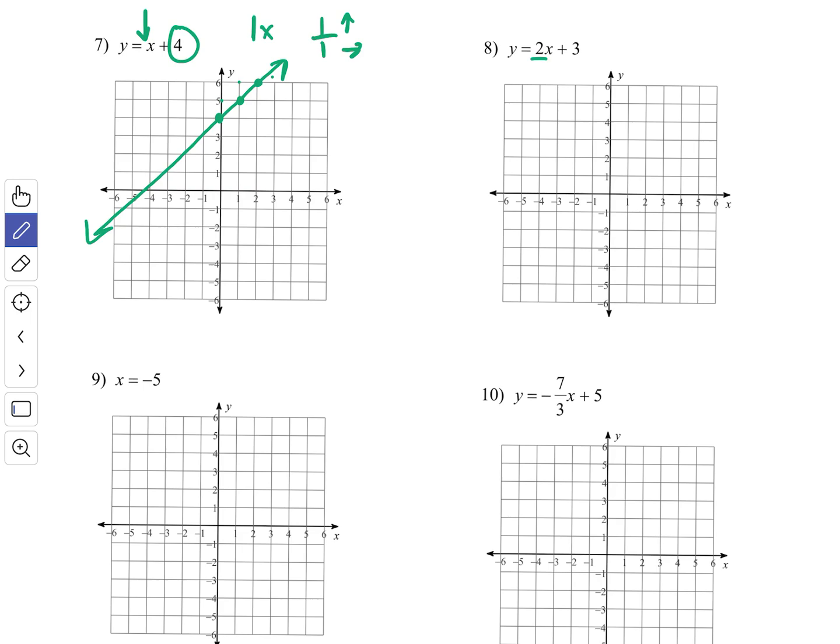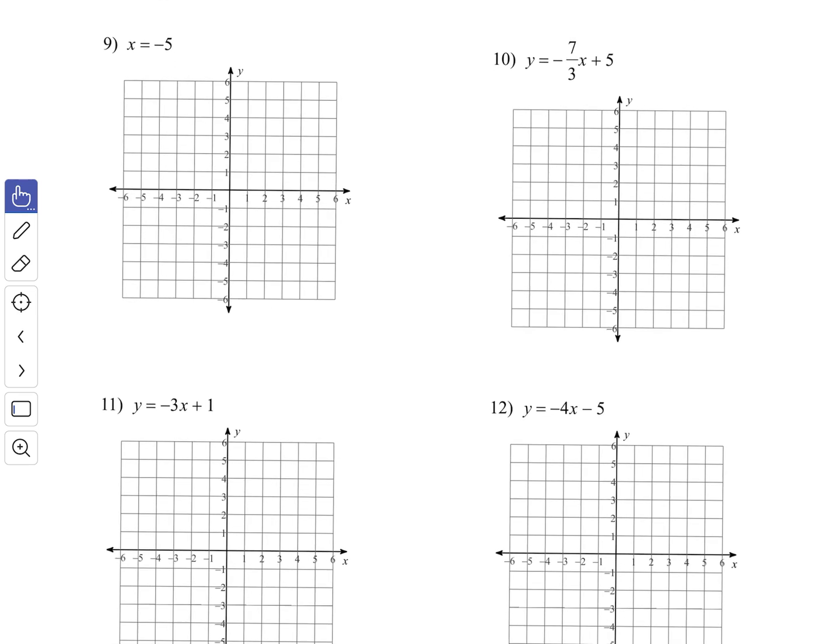Okay, number 8, I've got a 2, so make that a 2 over 1 for our slope. We start at 3. We go up 2 to the right 1, up 2 to the right 1, or down 2 to the left 1. That same pattern, right? That was a horribly drawn line, but it works.